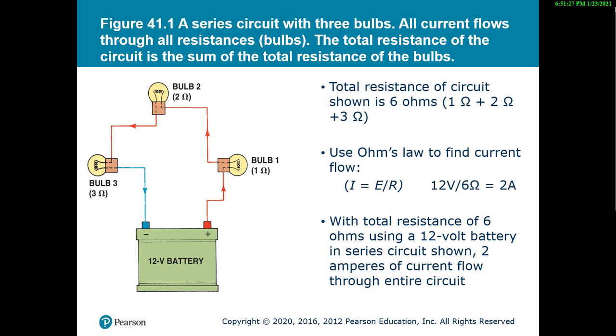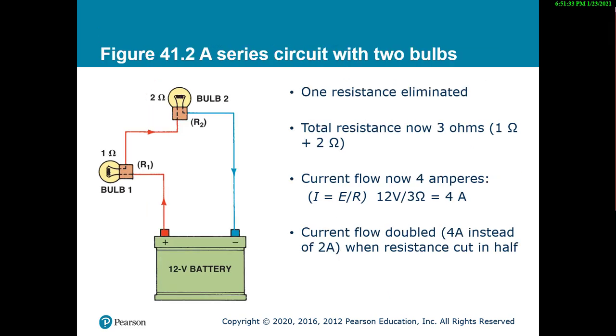So let's take a look at figure 41.2. I have eliminated a bulb, so there's only two bulbs now. One resistance, or one load, has been eliminated. So now my total resistance is 3 ohms, because bulb 2 is 2 ohms and bulb 1 is 1 ohm. The current flow will now be 4 amperes, because my total circuit resistance, my RT, is 3. 3 into 12 gives me 4, so I have 4 amperes.